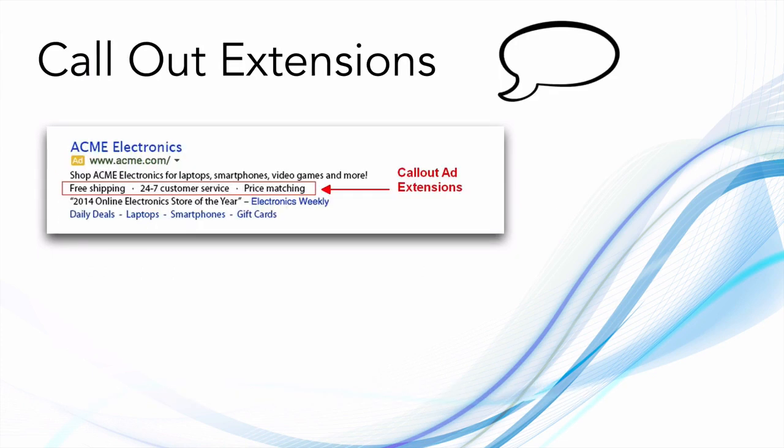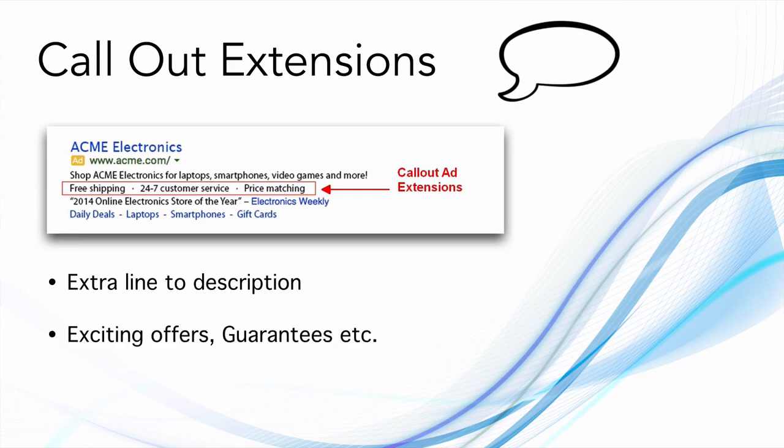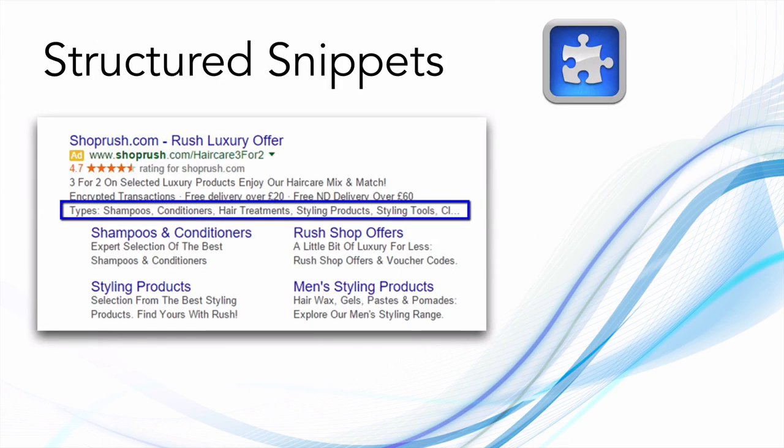The next type of ad extension is callout extensions. It adds an extra line to the description. What you can add in a callout extension is something exciting, such as offers or guarantees, something like free setup, which makes the ad more attractive. Here you can see there is a callout extension which says free shipping, 24/7 customer service, price matching, etc.